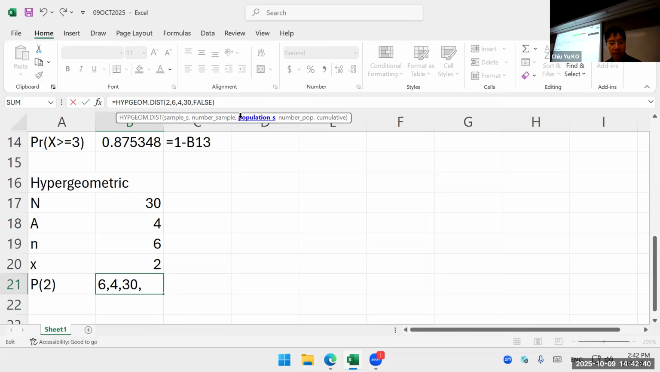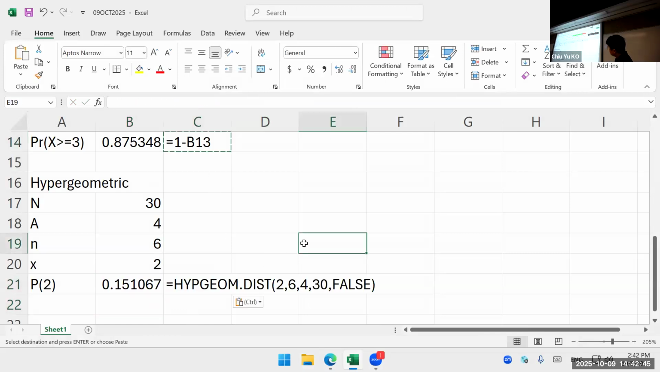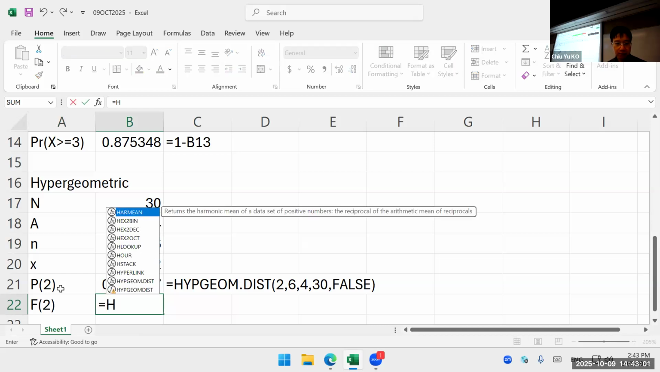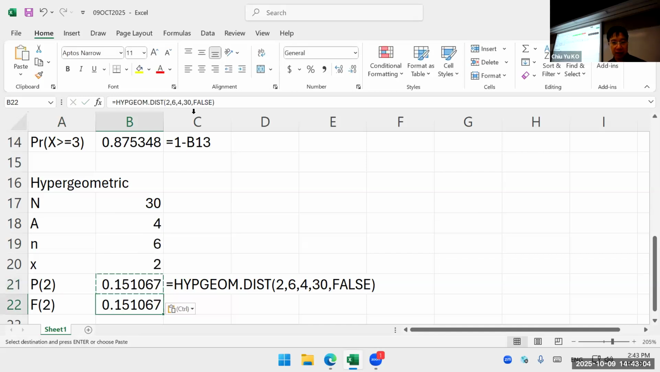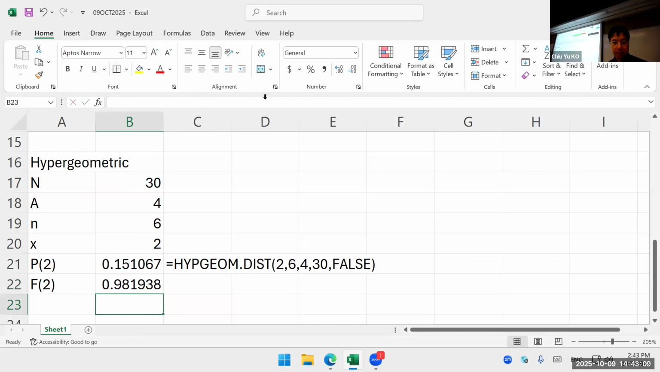Okay, so this is the answer. Of course, if you want 2 or less, then you can use the F function. If you want F of 2, so 0, 1 or 2, then you use the F function. So just being lazy, I copy and paste and change false to true. Then that gives us 98% of the time, you should get 0, 1 or 2.